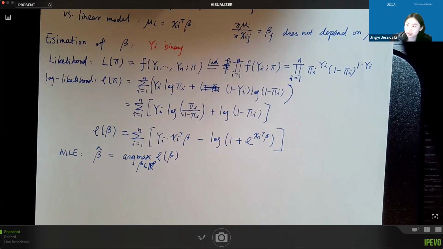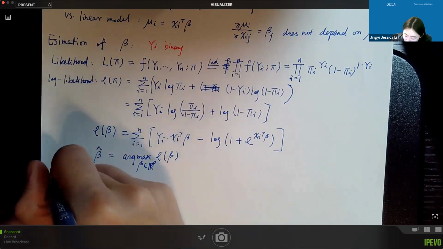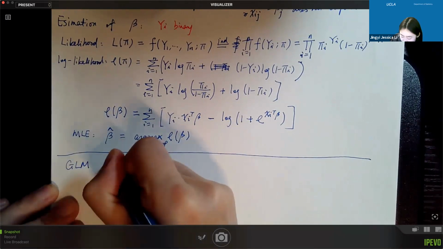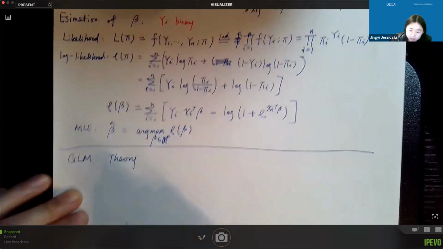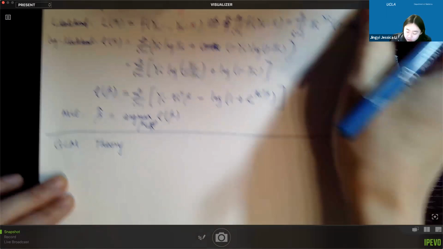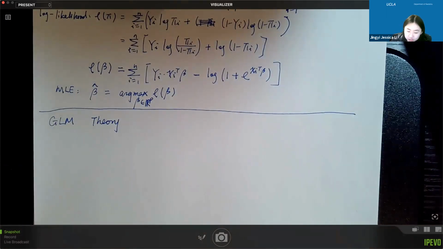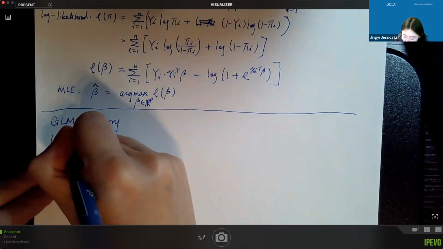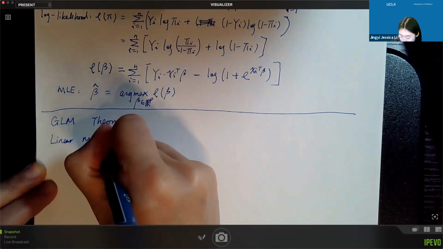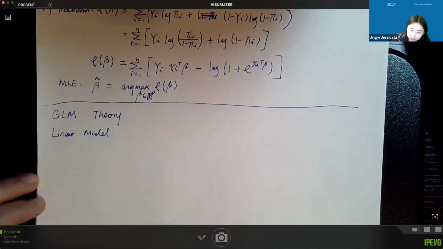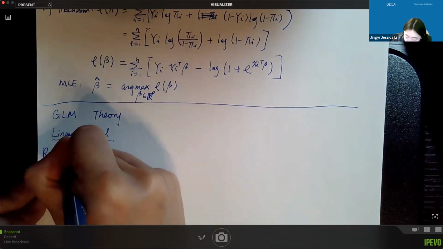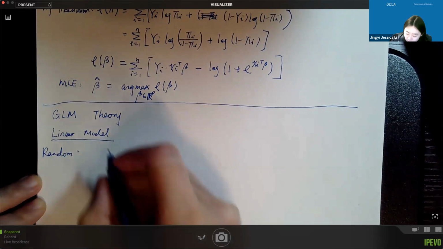Okay, so if no more questions, let's move on to the GLM theory, for which logistic regression is just one special case. So to start with the generalized linear model, let's revisit the linear model. We always use the linear model as the most intuitive thing and the motivation for GLM. So in the linear model, if we think about its random structure, it's normal distribution.